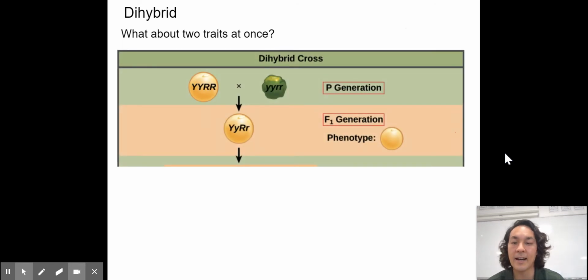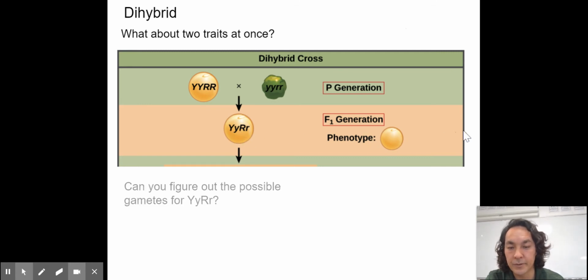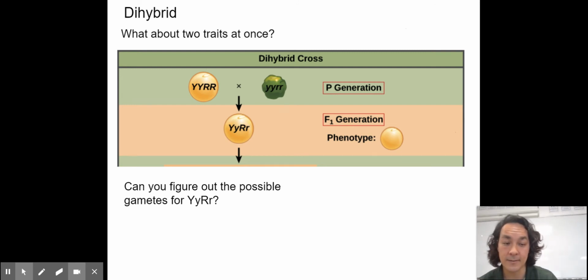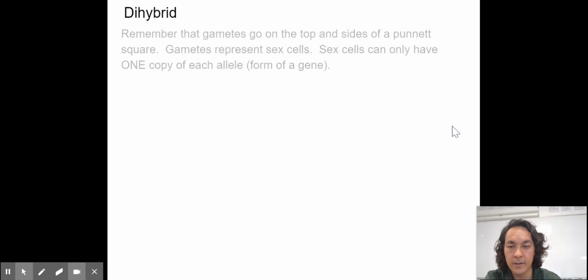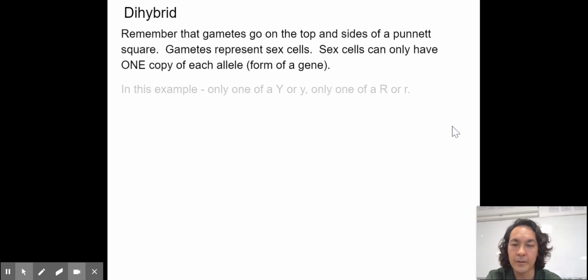For a dihybrid, we're going to start with, and I did this in class with you, the classic heterozygous one. So we're going to have a big Y, little y, big R, little r in the F1 generation. We're going to breed them together. But first of all, we need to figure out all the possible gametes, all the possible sex cells. Remember that a sex cell only has one allele of each gene. So we're going to use FOIL.